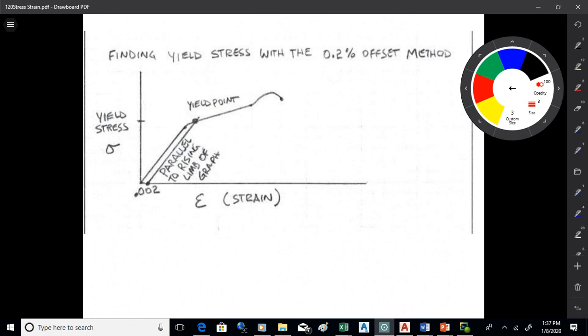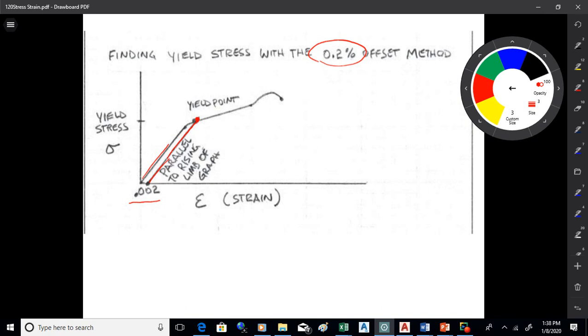And the way you do it is you start at a strain of 0.002, which if you consider this to be on a percentage basis would be 0.2%. That's just a value of strain that you would start at. Then what you do is you draw in a line that is parallel to the linear portion of your graph. And wherever that intersects your graph, once it starts to turn and flatten out, by definition is the yield point. Okay? So that's the standard way to find a yield point.